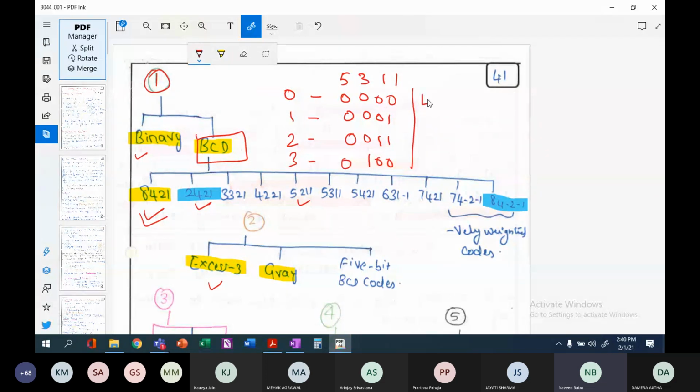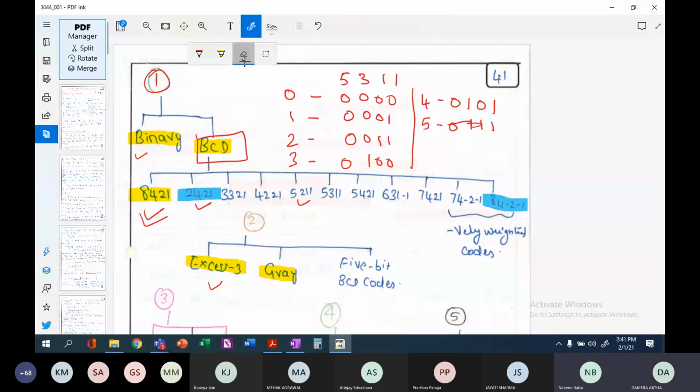And similarly, 4 can be coded as 0101. My first priority will be the highest value, 3, then 0 and 1. 5 can be coded as 0111, right? So 3 plus 4 plus 5. Oh, I'm sorry. Yeah, you are right.